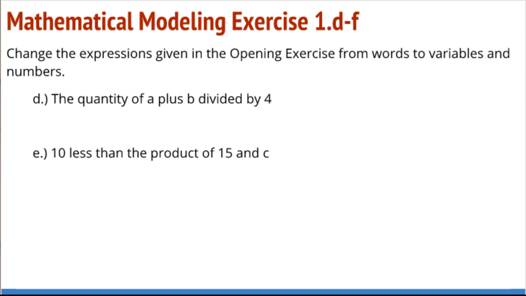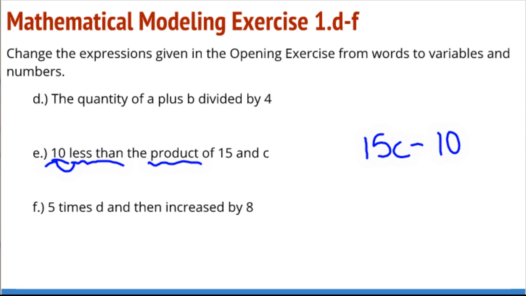All right, 10 less than the product of 15 and C. So I have a product here. It's 15 and C. And I want less than the product. How much less? 10 less. So I have the product and I want 10 less. All right, 5 times D. And once I have the 5 times D, I have a then increased by 8.